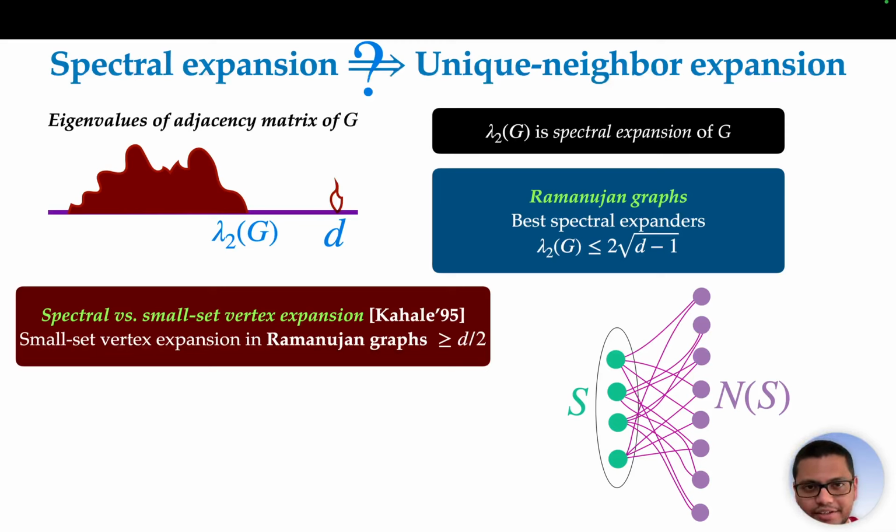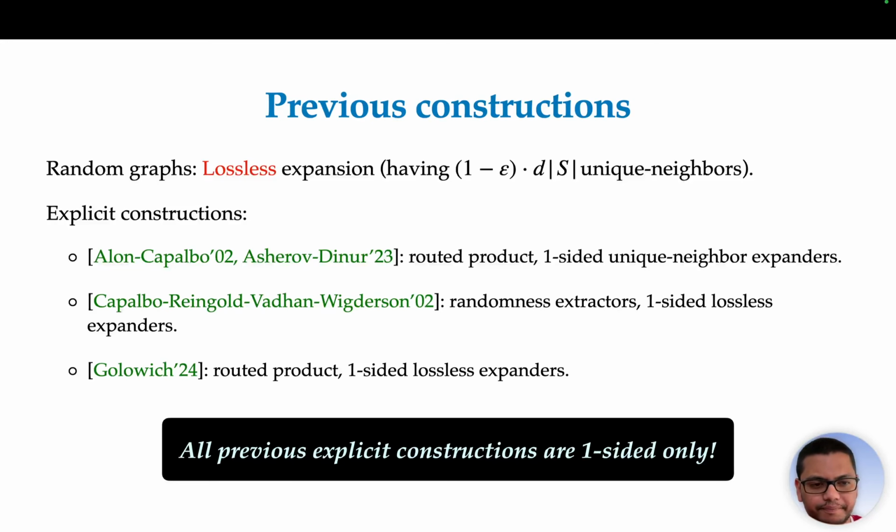But there's one shortcoming of all the explicit constructions. They're all one-sided. That is, they only give expansion from the left to the right, but not necessarily vice versa.